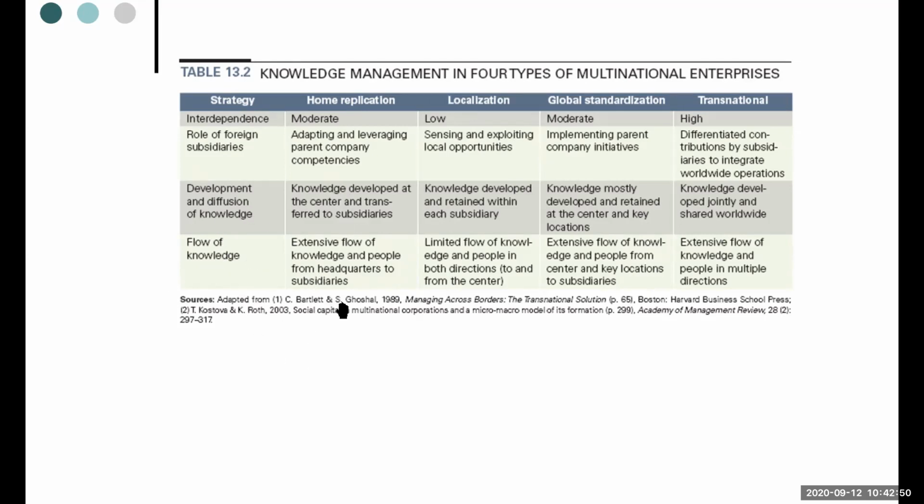The knowledge flow is fairly straightforward, because home replication, the knowledge should flow from the parent to the subsidiary. Localization would be, no, we don't really need much parent company knowledge. We can do locally. Then global standardization would be both, and then the transnational would be across all. So I am not only talking to my parent, I am talking to other subsidiaries also to acquire knowledge. So the knowledge management is like a fundamental building block of any multinational company.